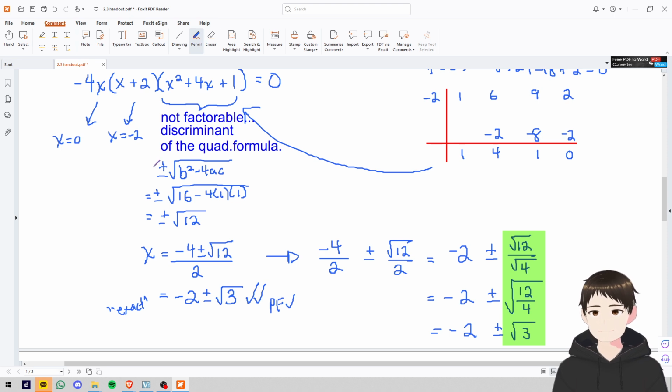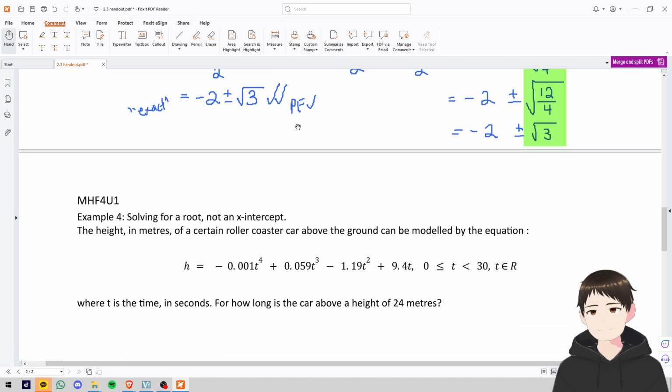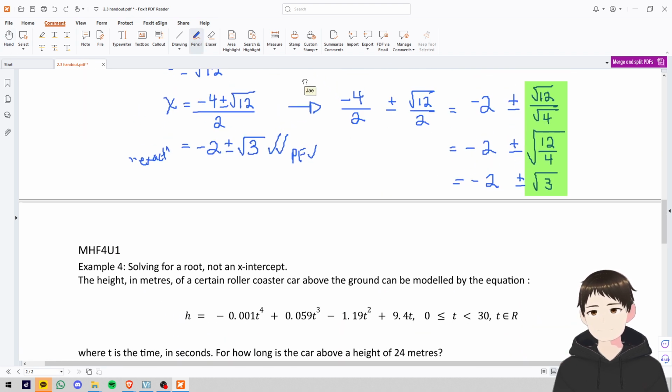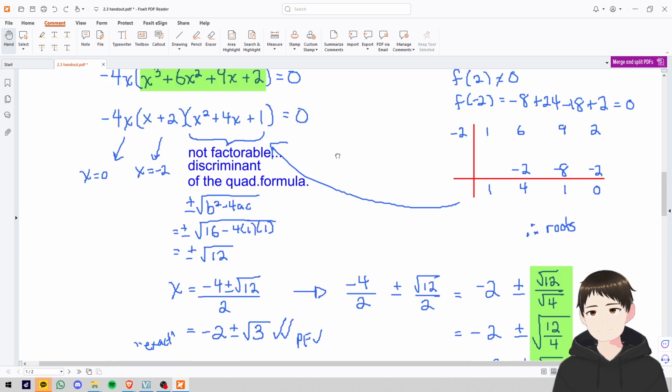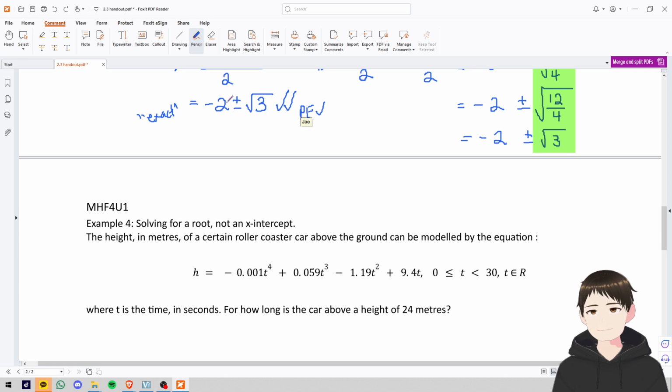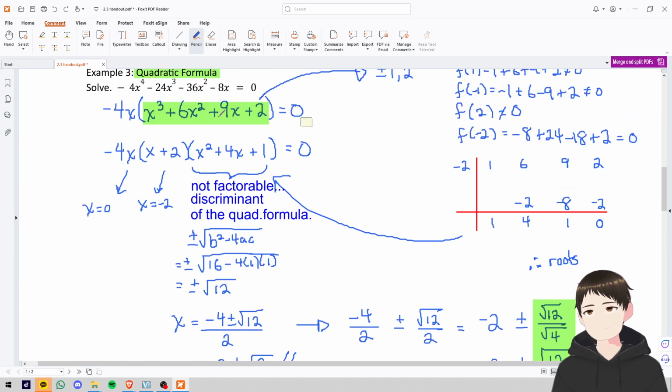In any case, the x-intercepts are 0. Therefore, not x-intercept. I keep saying that. Therefore, the solutions or the roots that make this statement, oh my gosh, I'm kind of dying here.